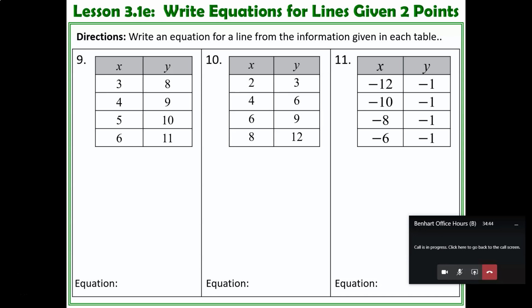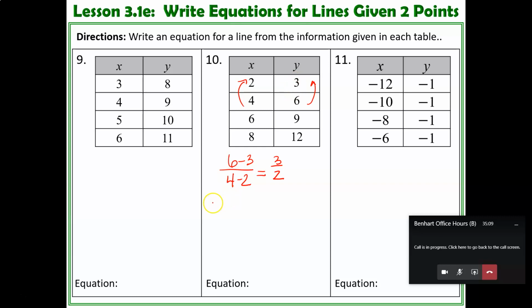All right, let's continue on number 10. First thing we have to do is find the slope. So we're going to take y2 minus y sub 1 over x sub 2 minus x sub 1. So 6 minus 3 over 4 minus 2 gives me 3/2. That's my slope. So pick one of the points to put in.